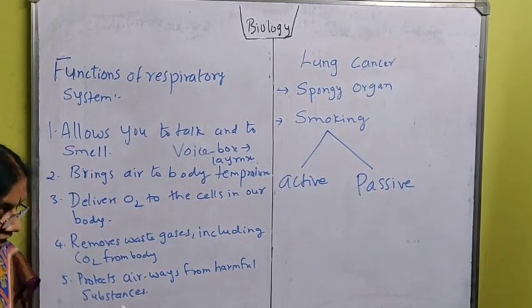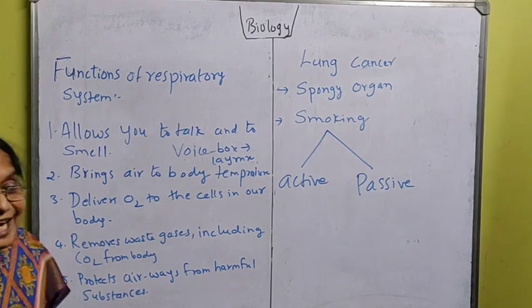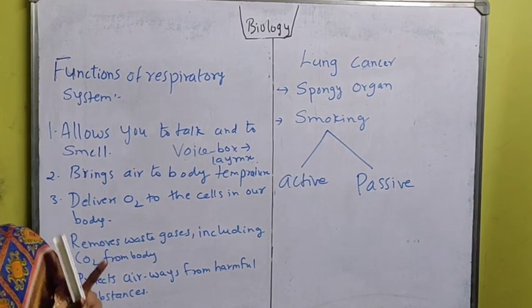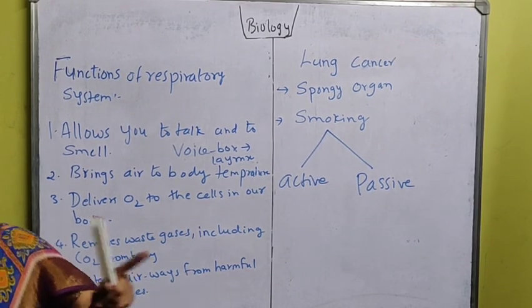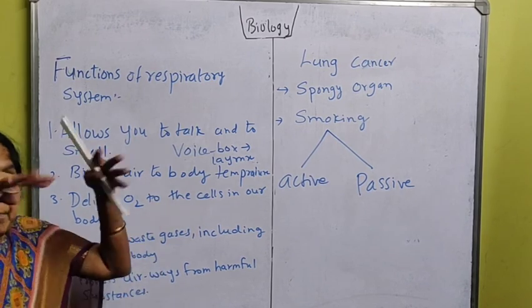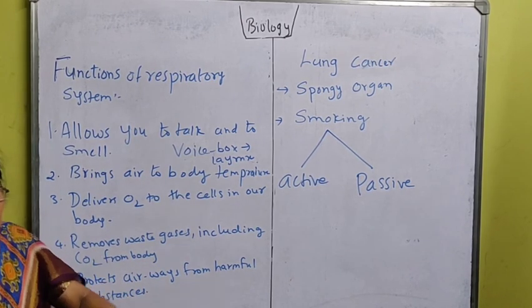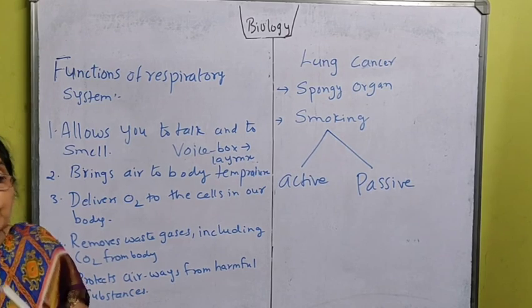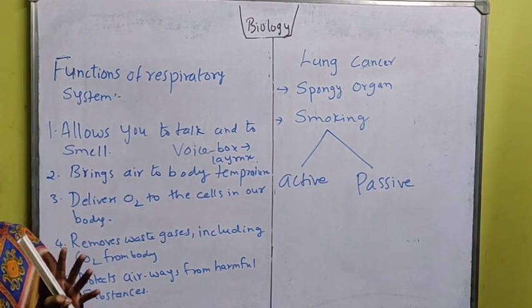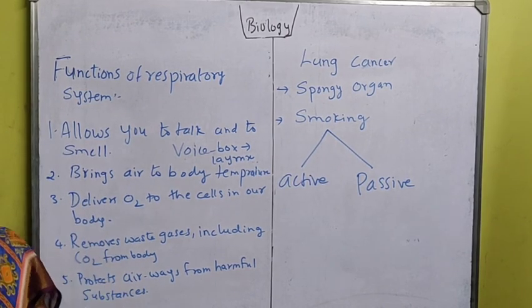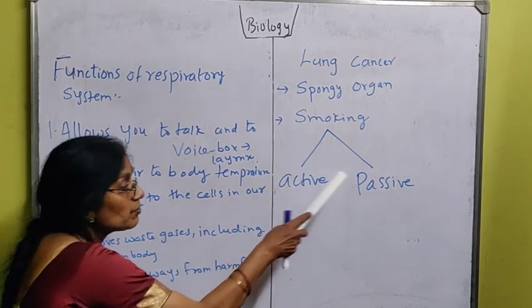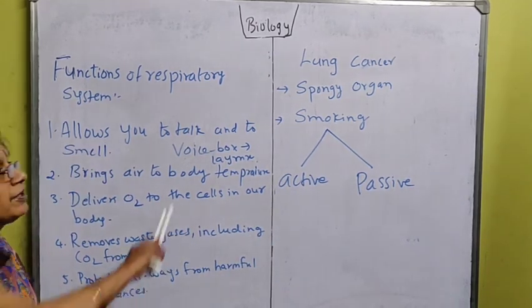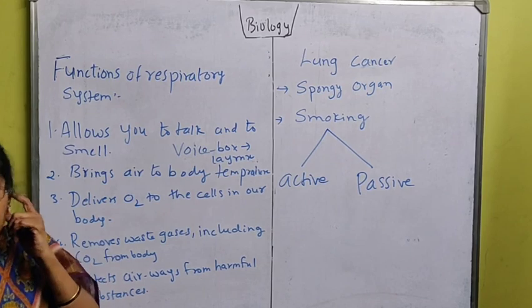So what should be there? That is why the government has made a rule. In public places, smoking should not be there. Why? In public places, people are more, so more people will be exposed to that smoking. So smoking is prohibited in public places. So there are active smokers and passive smokers. I have given a little bit of information about lung cancer.